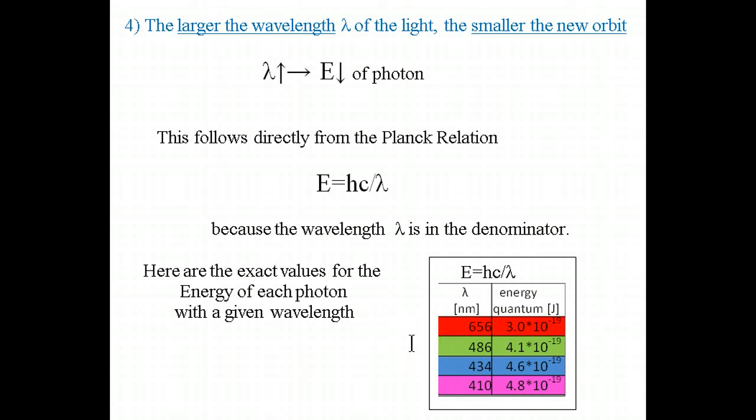If the wavelength of the light is 486 nanometer, the energy quantum is 4.1 multiplied by 10 to the power of minus 19 joule for each photon of that light. If the wavelength is 434 nanometers, then the energy quantum of the photon is 4.6 multiplied by 10 to the power of minus 19 joule. And if the wavelength is 410 nanometers, each photon has an energy quantum of 4.8 multiplied by 10 to the power of minus 19 joule. The larger the wavelength of the light, the lower the energy quantum of the photon of that light.